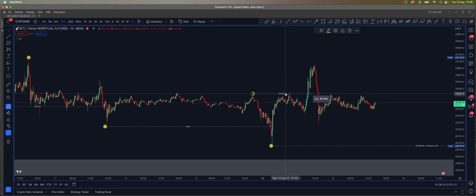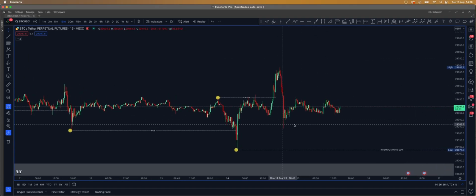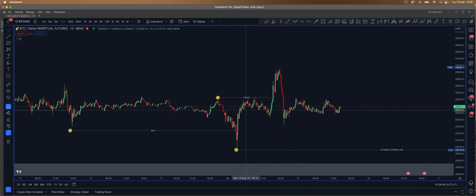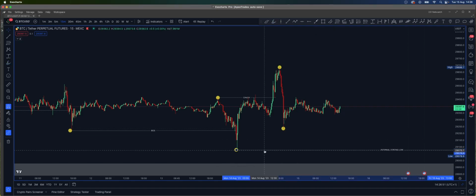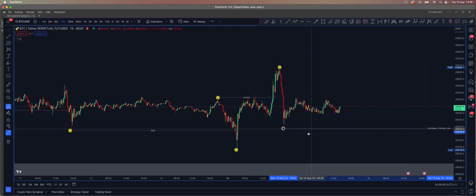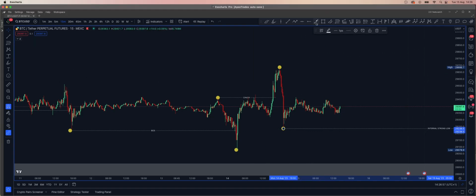Had the breaker structure, now we have the change of character. We come back down into this demand zone. So again, you can do this on every level, right? Got a new high here, new internal low. So at least on the 15-minute, this is our new internal structure.